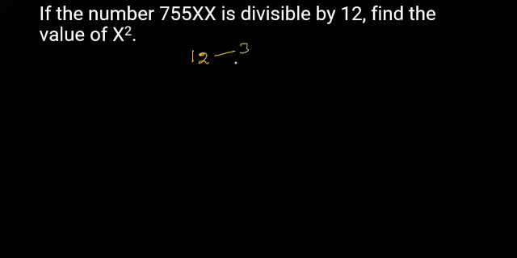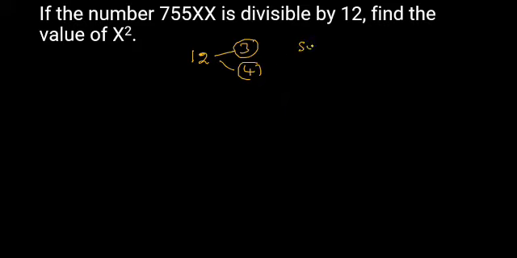12 can be written as a product of the factors 3 and 4. So 3 into 4 is actually 12. Now what is the mechanism for 3 here? When you want to divide by 12, first of all it has to be divided by 3 as well as by 4. So what is the rule for dividing by 3?